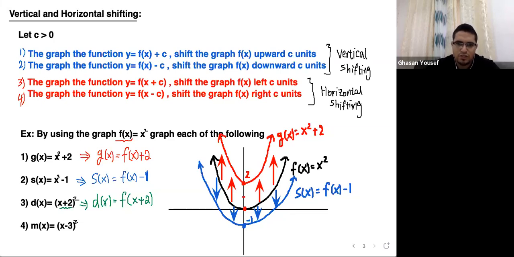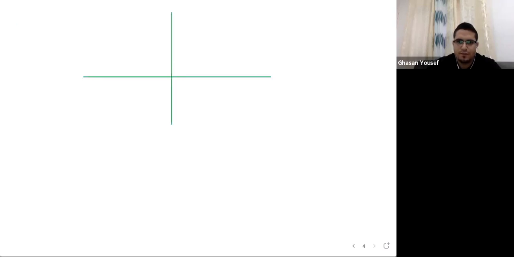This means we have to shift the graph of f of x, this one, the original function. We should shift the original function f of x to the left c units, I mean 2 units, because here we have 2. So to graph number 3 and 4, I'm going to do it here. So this is the original function, x squared.